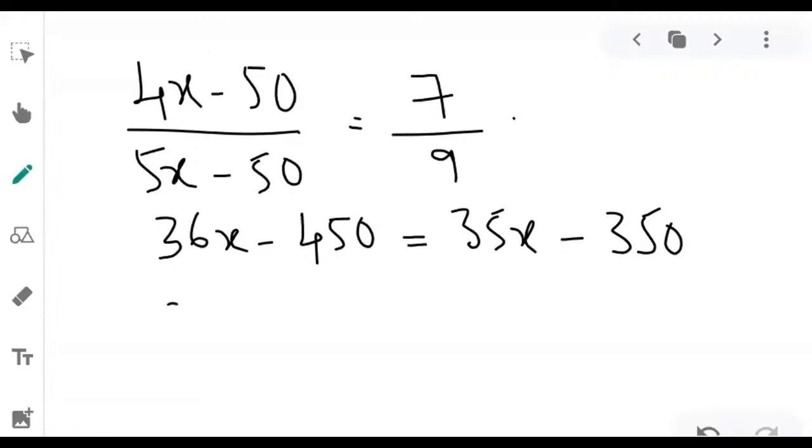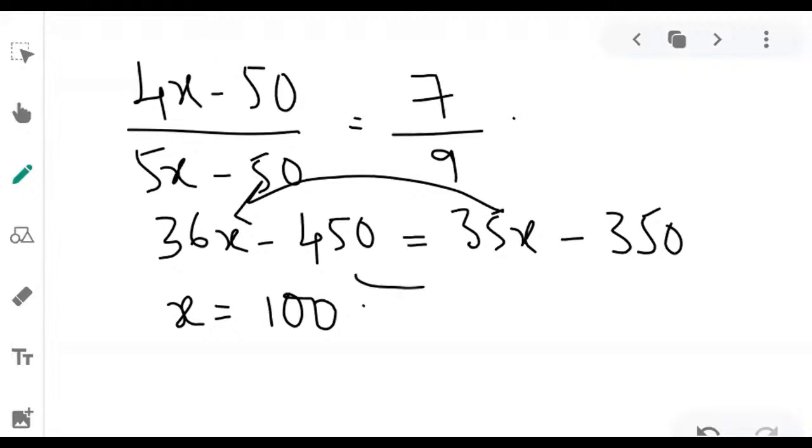Now, what is the value of x? X equal to 100. Yes, super. If 35x goes to this side, plus becomes minus, and minus 450 becomes plus 450 if it goes this side. That 36x minus 35x is x, and 450 minus 350 is 100. So, the value of my x is 100.